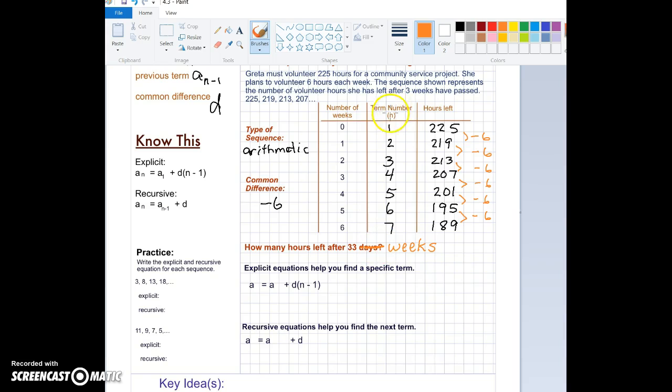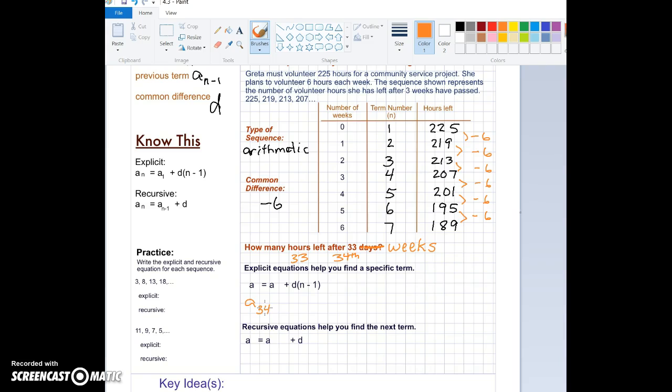And then we could number all of the terms, 8, 9, 10, 11, 12. And what we would find is that on week 33, it is the 34th term, right? Can you see that? On week 6, it's the 7th term. So that means on week 33, it would be the 34th term. So we're going to try to find the 34th term. We want to find A sub 34. We want to know how many hours are left on the 34th term.